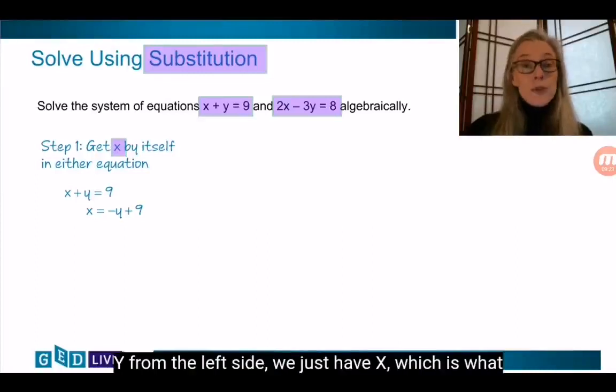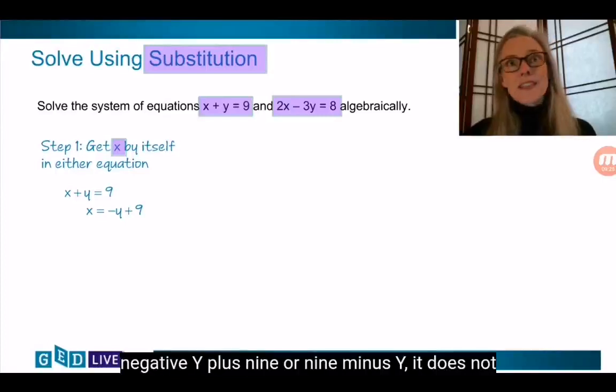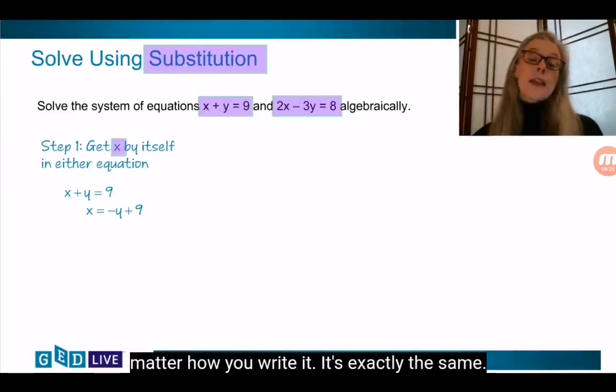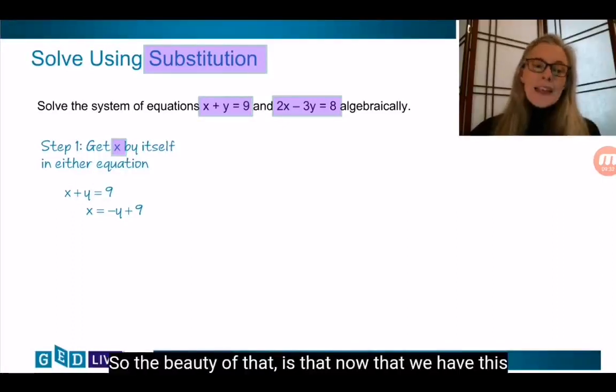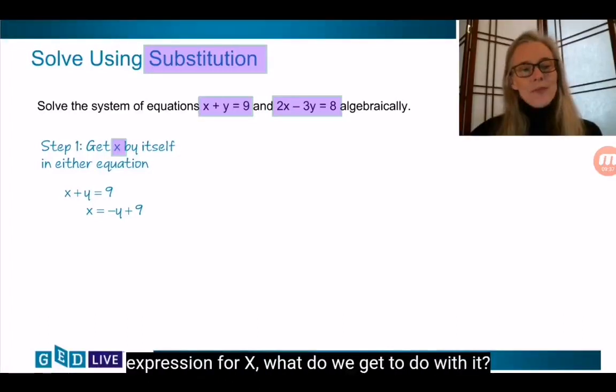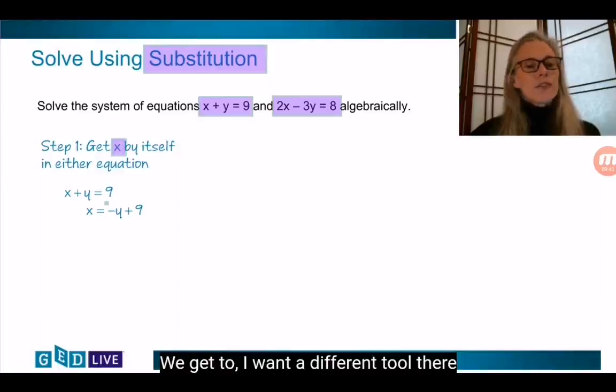From the left side, we just have x, which is what we wanted. Subtract y from the right side, we have negative y plus 9, or 9 minus y. It does not matter how you write it. It's exactly the same. Okay? So the beauty of that is that now that we have this expression for x, what do we get to do with it?